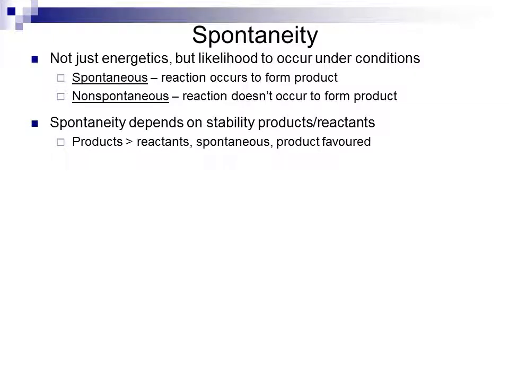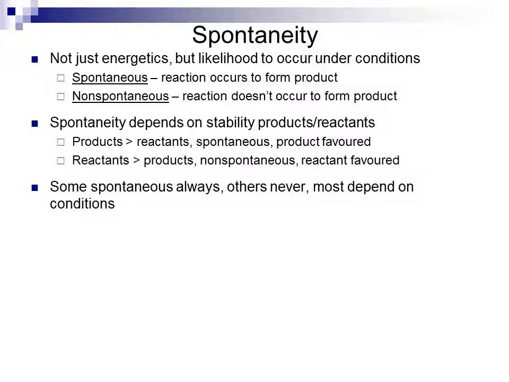If the products are more stable than the reactants, the reaction will tend to be spontaneous and move forward towards product. If the reactants are more stable than the products, the reaction will tend to be non-spontaneous and will favor the reactants. Some reactions are always spontaneous, while other reactions are never spontaneous. Most reactions, however, depend upon specific conditions.